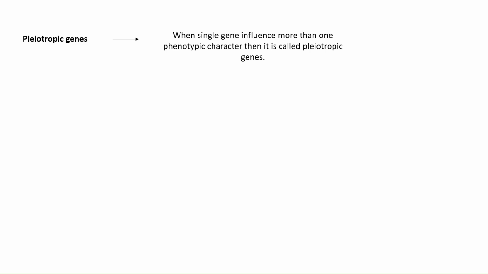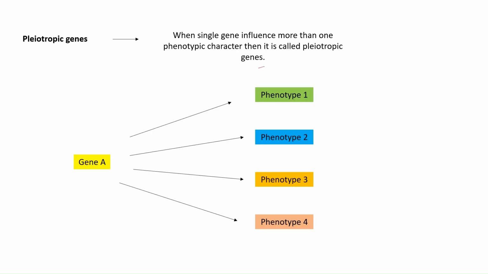What do we mean by pleiotropic genes? Pleiotropic genes are the genes that influence more than one phenotypic character. When any particular gene influences more than one phenotypic character, we call that gene a pleiotropic gene. For example, say some gene A is responsible for phenotypes 1, 2, 3, and 4. Because a single gene is influencing more than one phenotype, gene A is known as a pleiotropic gene.